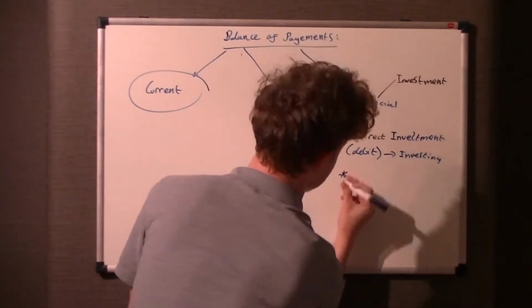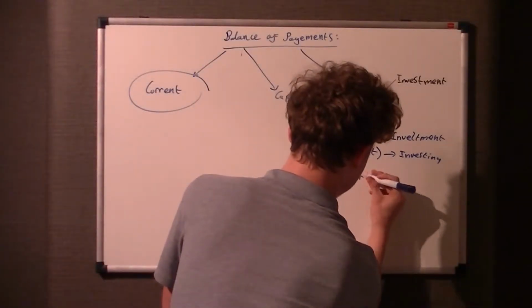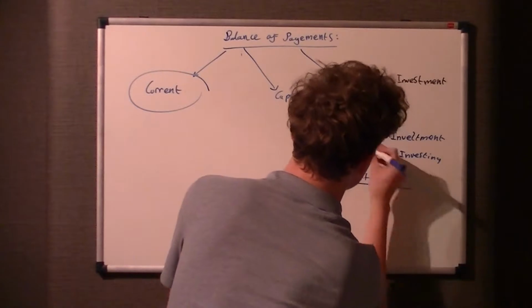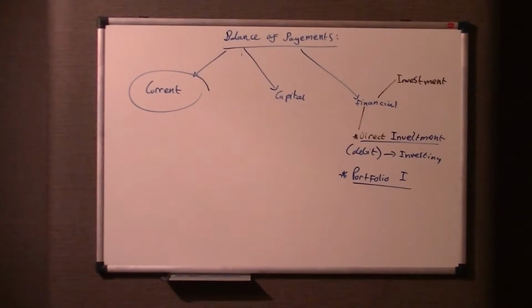The other one, which is kind of the opposite, is something called portfolio investment. Now, portfolio investment is just the opposite of direct investment. As you can see, direct investment is where the money leaves the UK, so it's a debit item. However, portfolio investment covers purchase of foreign bonds, treasury bills or shares by UK residents, and the purchase of UK stocks and shares by foreign residents.